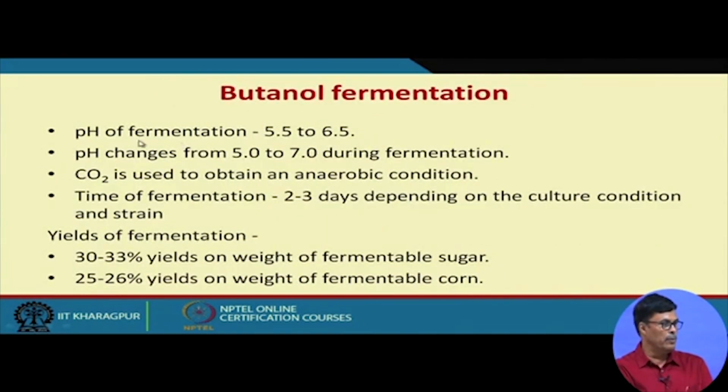Now, the pH of the fermentation process is 5.5 to 6.5. The pH changes from 5 to 7 during the fermentation process. Carbon dioxide is obtained under anaerobic conditions. The time of fermentation is 2 to 3 days, depending on the culture condition and strain. The yield is 30 to 33% on the basis of fermentable sugar and 25 to 26% on the basis of fermentable corn.